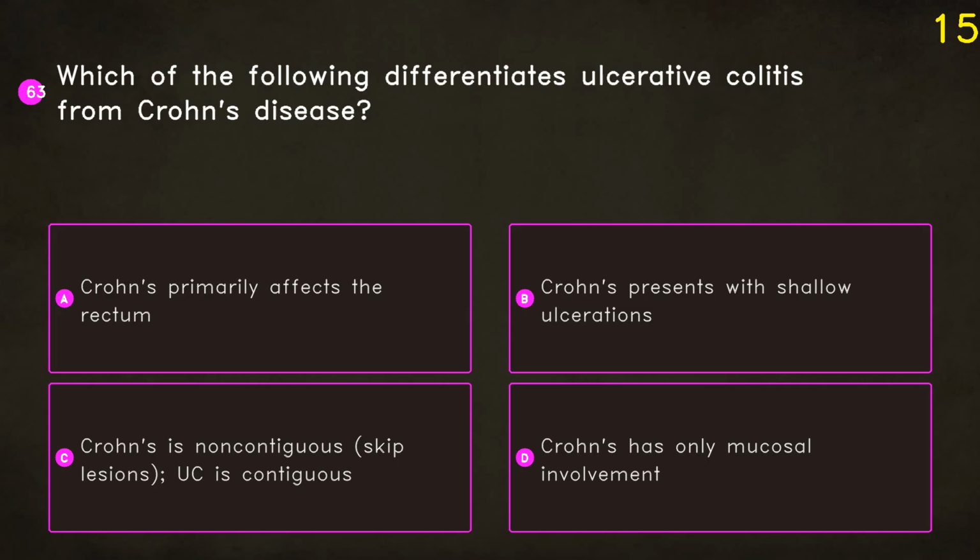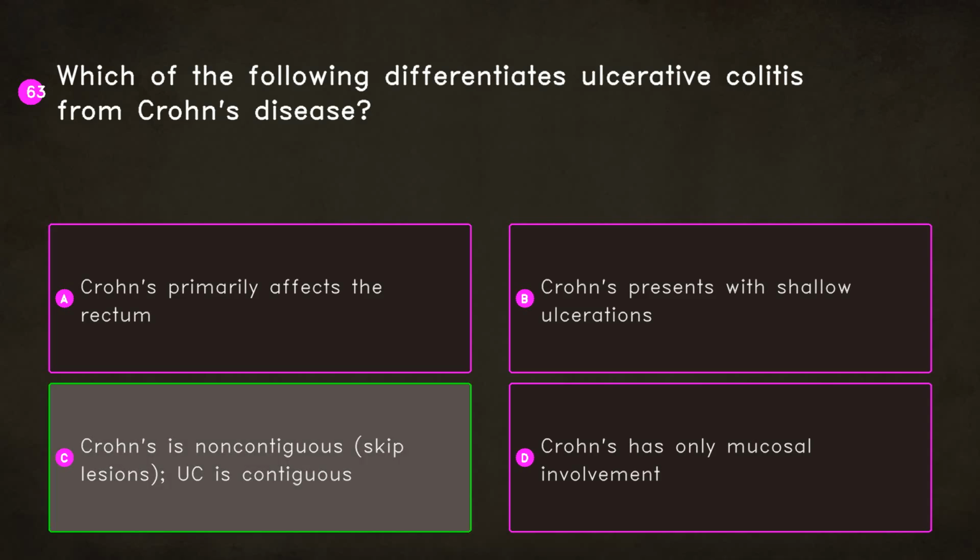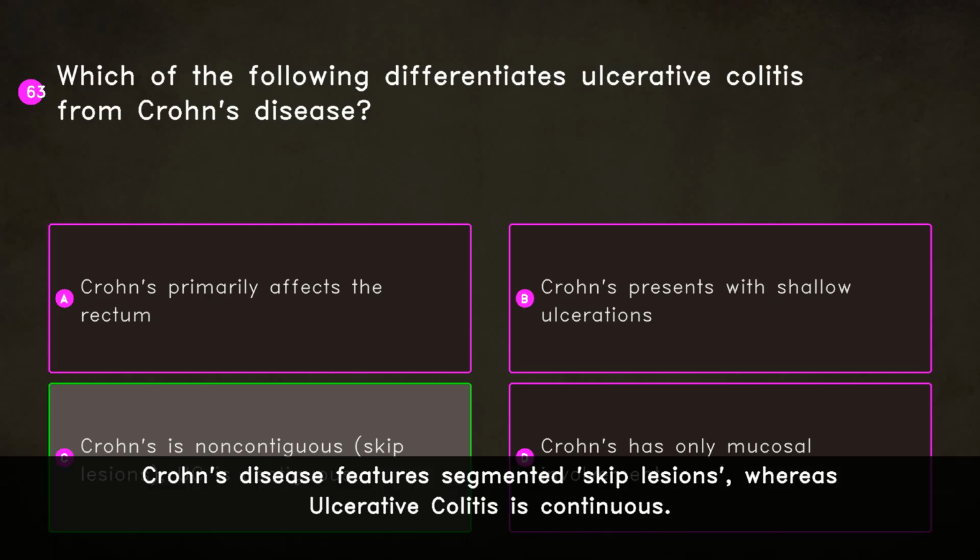Question 63. Which of the following differentiates ulcerative colitis from Crohn's disease? A. Crohn's primarily affects the rectum. B. Crohn's presents with shallow ulcerations. C. Crohn's is non-contiguous, skip lesions. UC is contiguous. D. Crohn's has only mucosal involvement. The correct answer is Crohn's is non-contiguous, skip lesions. UC is contiguous. Crohn's disease features segmented skip lesions, whereas ulcerative colitis is continuous.